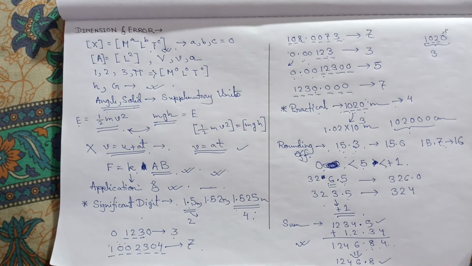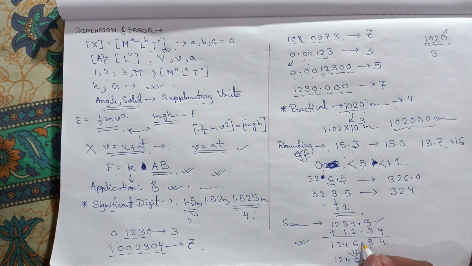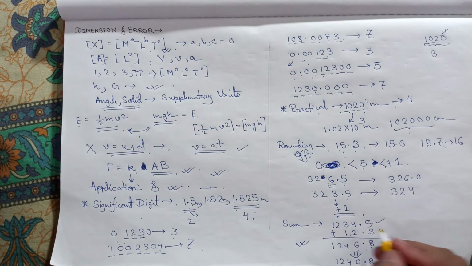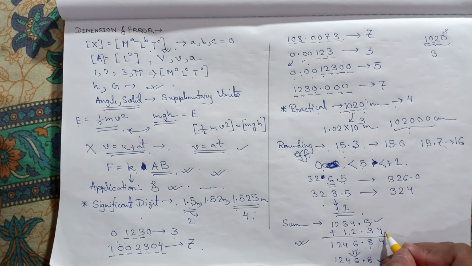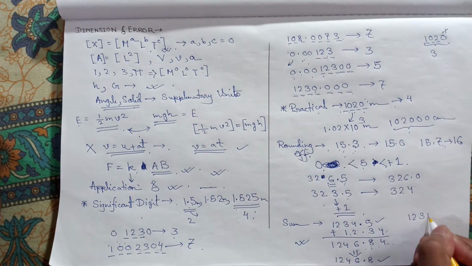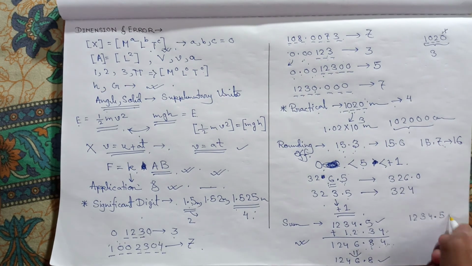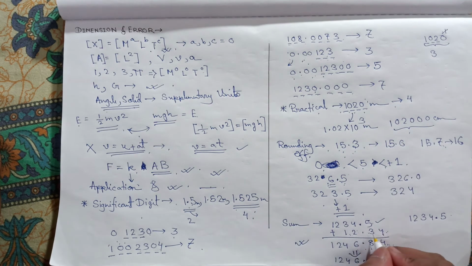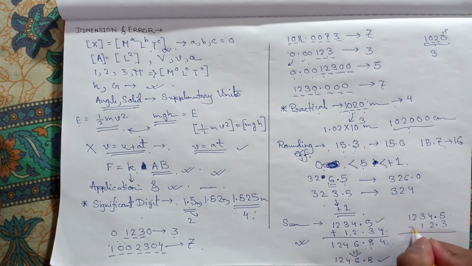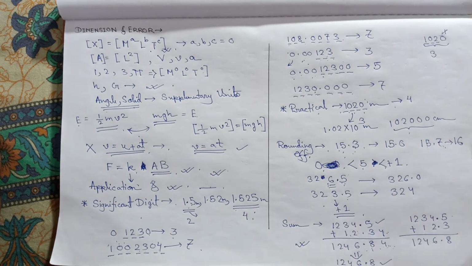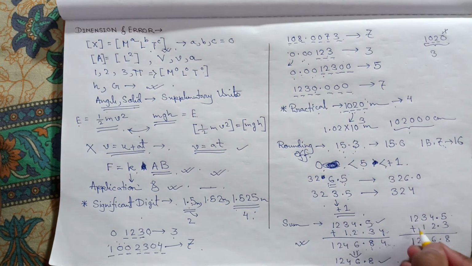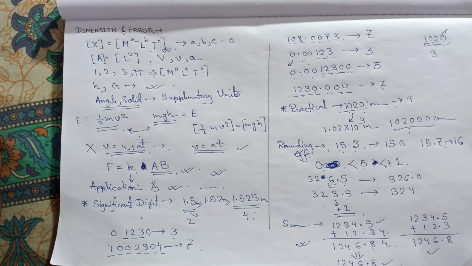Okay, and one more way: why not just round off the addends first? Here 1234.5 has 1 decimal place, then round off 12.34 to 12.3. Now 4 is less than 5, so it will retain 3. So the sum will be 1246.8. Let's check the values, they are the same. So you can get it both ways, both are correct.